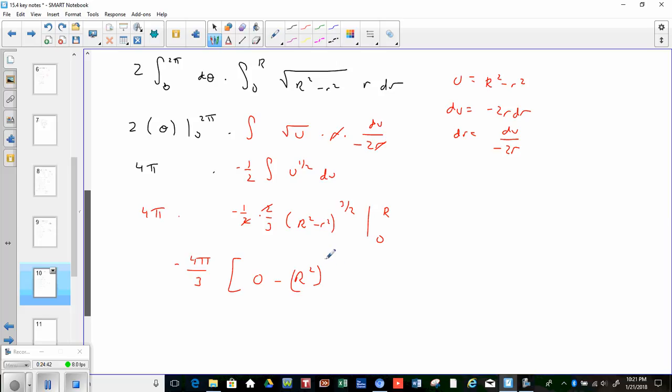to the 3/2 power. And then raising an exponent to an exponent, we multiply the exponent. So what I end up with here is negative 4 pi thirds times negative r cubed. Multiplying these two things together, the negative times the negative goes away. So what we end up with is 4 pi, or excuse me, 4/3 pi r cubed. And there you have it.